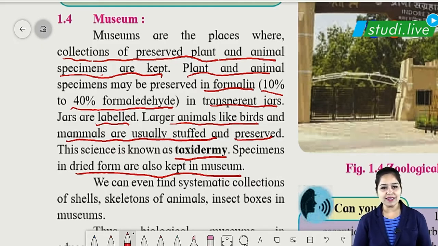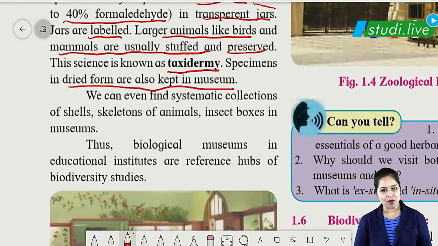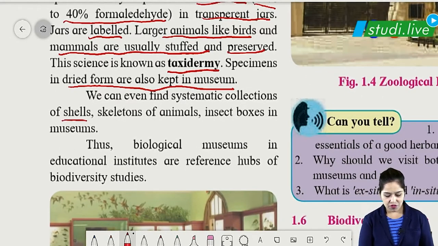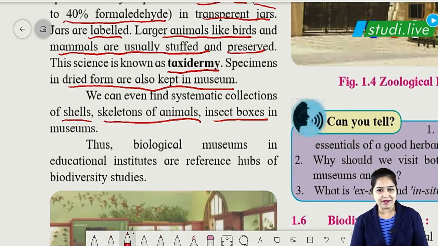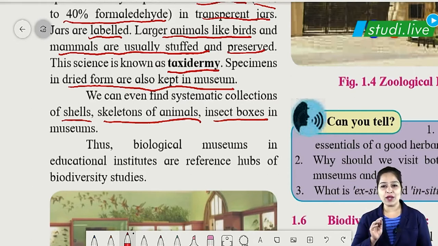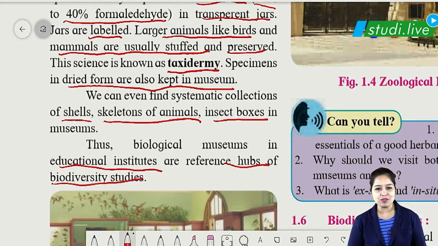We can also find systematic collections of shells, skeletons of animals, and insect boxes in museums. For education, they are called hubs of biodiversity studies, where under one single roof you can find a lot of variety and biodiversity for young minds. So educational institutes use this museum as a hub for biodiversity studies.